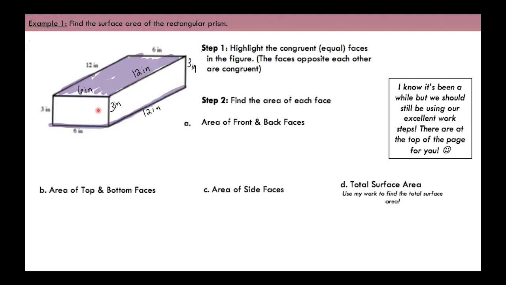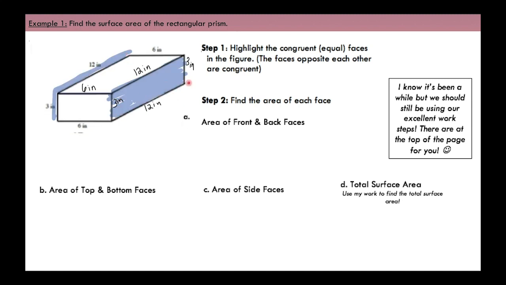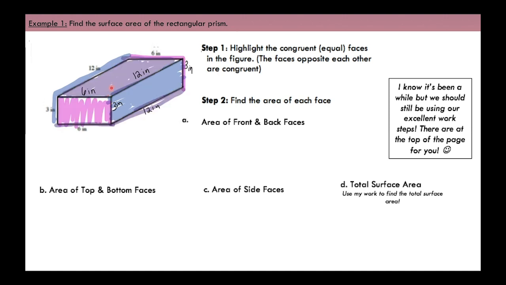Awesome job. Now, finally, let's look at this side face. I see a 12 and a 3. And if I look on the opposite side that we can't see, I also see a 3 and 12. So we're going to say this side and this missing back side are also going to be congruent to each other. Now that I know all of this and I can label all the congruent sides with my colors, I can go ahead and find the area of each face in my figure.